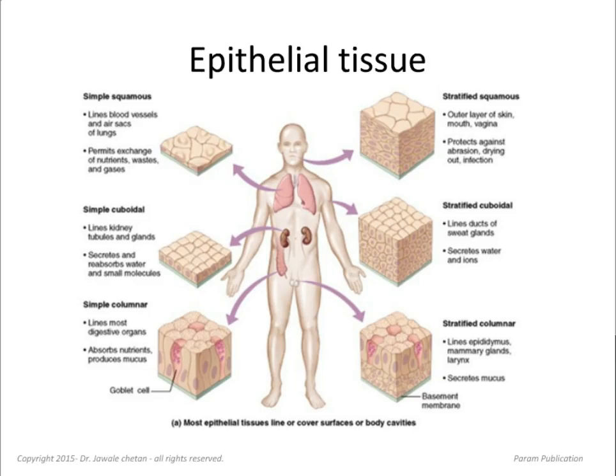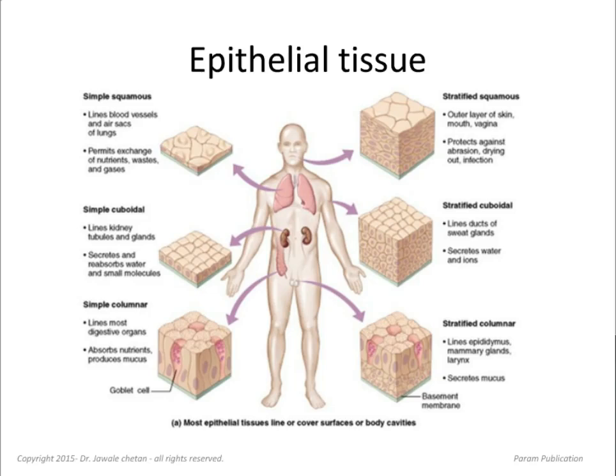In this photograph you can see various locations of epithelial tissue in our body. A simple squamous epithelial tissue, simple cuboidal epithelial tissue, simple columnar epithelial tissue, stratified squamous, stratified cuboidal and stratified columnar. These are the different types of epithelial tissue you see distributed in our body. Always remember, these epithelial tissues are always forming either the internal lining or the external lining.